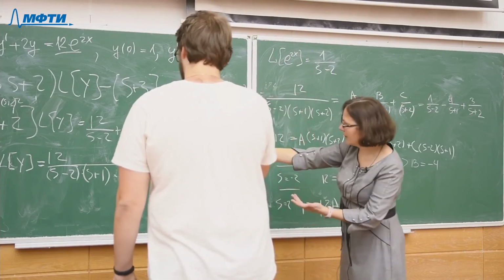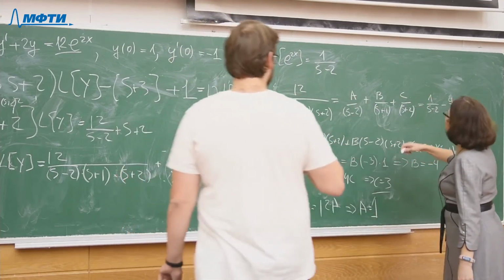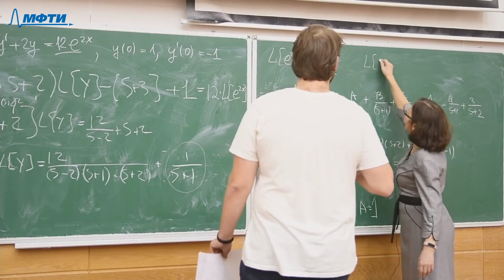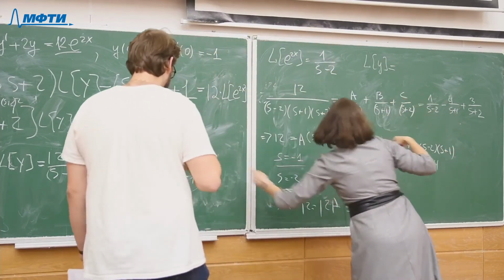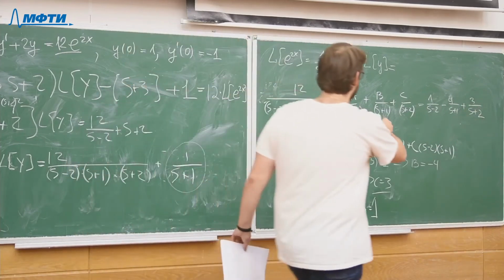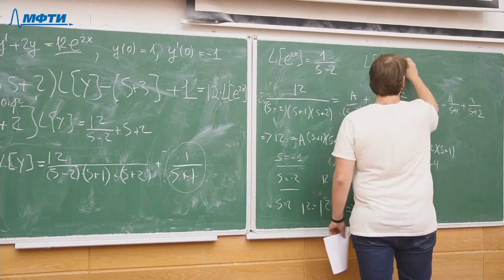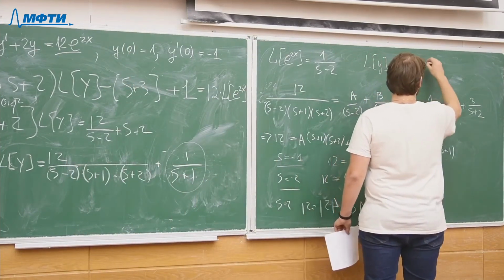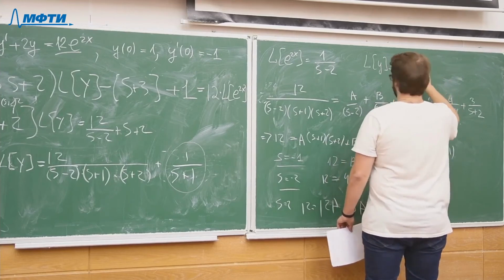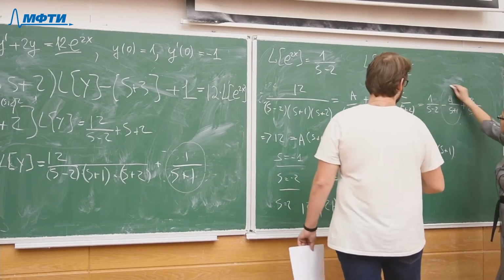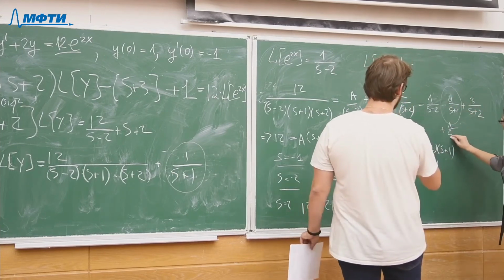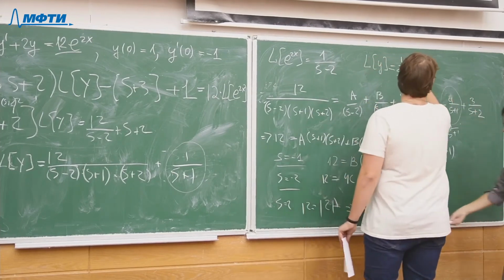So for L of y, what is it? L of y is equal to, you must add this term to our sum. So it's going to be 1 over S minus 2, and plus 1 over S minus 3.